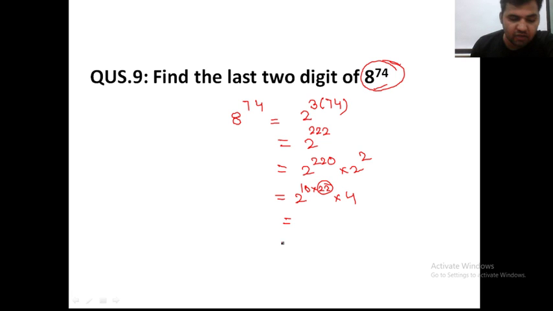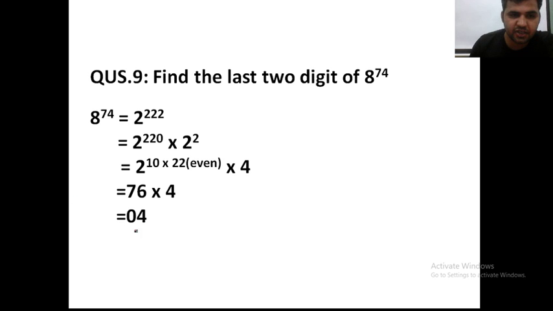Now 22 is an even number, so the last two digits would be 76 into 4. Now 76 into 4 is what? It is 04. So 04 is the right answer. 88 is the wrong answer, Varsha. Please check your calculation again. If you have doubts, please ask. So the answer of this question would be 04. Next question. This is the explanation that you can see by yourself once the class is over.